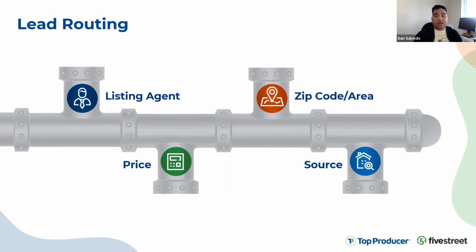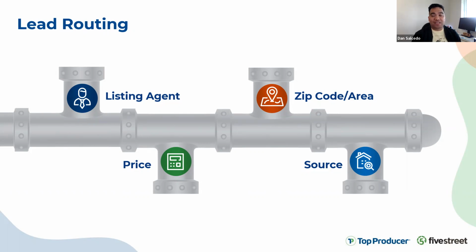Another example of routing is source. So what this means is if the lead is coming from a specific website, like Zillow, for example, or realtor.com, you can set it up so those types of leads are sent to a specific person or a specific group. So if you have that one person in your team that's really good at explaining how the Zestimate works.